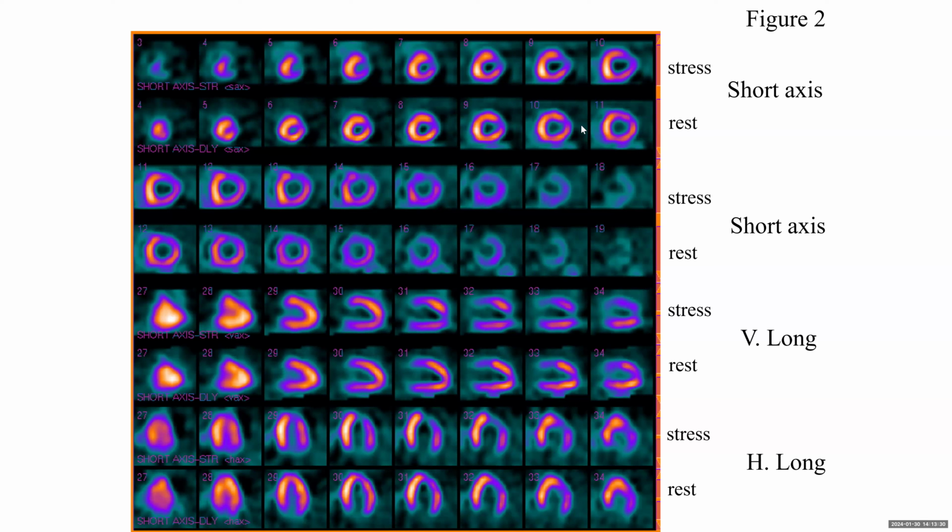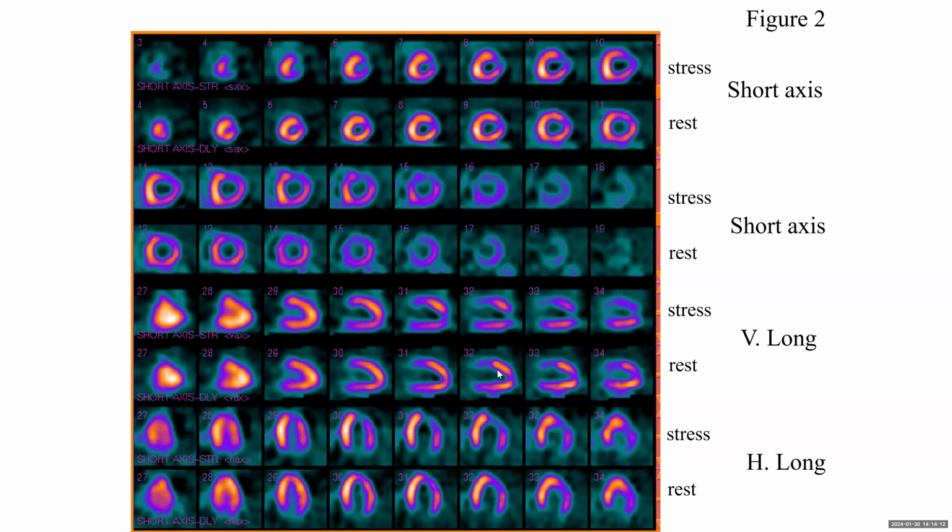LAD territory. LAD territory. What about the inferior? Is there any inferior? Yes, it looks like there is, but in the short axis views, it looks good, a mild reduction with the stress. But in the long axis views, it looks worse. The perfusion defect view, it looks worse. The inferior wall. Yeah. So look at this. You can see that there is probably a little bit of perfusion defect in the inferior wall.